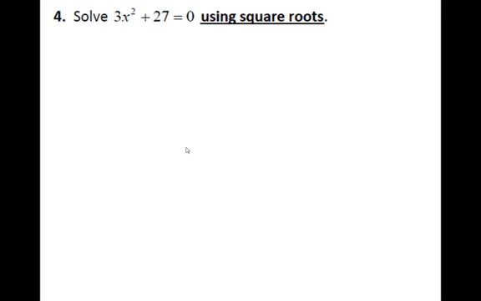Problem 4. Solve the quadratic by using square roots. When I use square roots on a quadratic like this, I'm going to get the x squared term, the quadratic term, by itself. So I'm going to subtract 27 from each side. That's 3x squared equals negative 27. I'm then going to divide by 3. Negative 27 divided by 3 is negative 9.